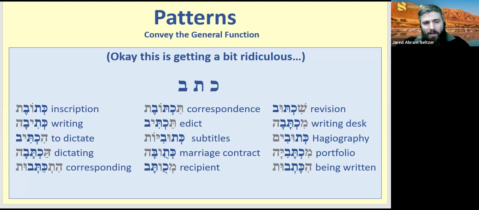If you want to turn it into a noun, hachtava, this pattern is a noun of someone causing someone to write something out. Let's see, is there another good one here? Ktuviot, subtitles, mentioned that earlier. Michtavia. This is kind of cool because it gets a yod in there, but it also has mem at the front, hey at the end. A place of written things. A portfolio. Ktuvim.